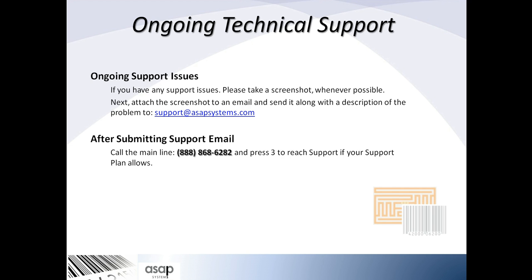If you have any ongoing technical support issues, we ask that you try to take a screenshot of the error if it's possible, and then attach that in an email and send it with a description of the problem to support@asapsystems.com. Once you've submitted the support email, and if your plan allows for it, you can then contact the main line at 888-868-6282 and press option 3 to reach support.